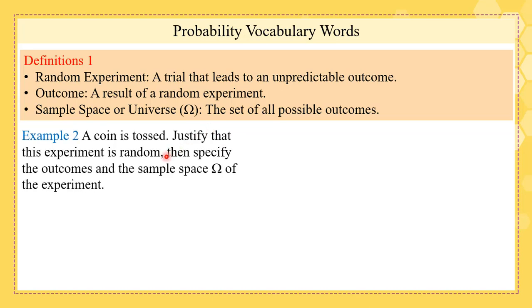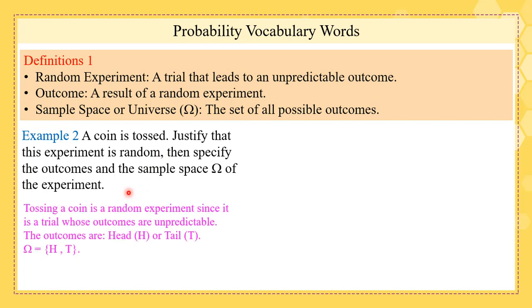Let's see this example. A coin is tossed. To justify that this experiment is random, then specify the outcomes and the sample space. So in this case, tossing a coin is a random experiment because it's a trial whose outcomes are unpredictable. If I toss a coin, I cannot tell whether the outcome is going to be a head or a tail. Well, the outcomes are head, which is usually denoted by capital H, or tail, which is denoted by capital T, and omega, the sample space in this case, would be the pair that contains H and T.